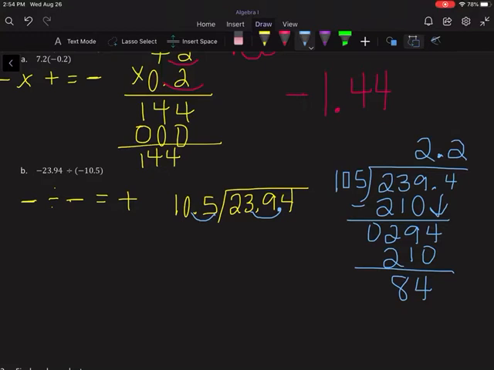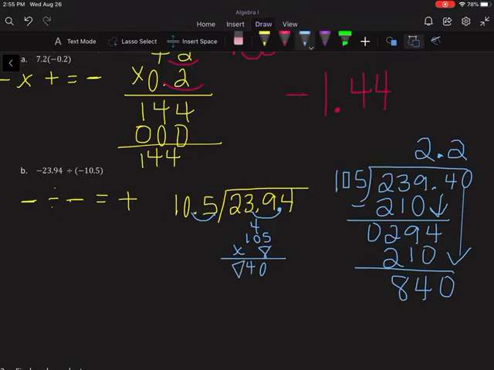Okay, and no, 105 does not go into 84, but we could add a 0 here. Bring it down. And how many times does 105 go into 840? I think it's probably 8 times, because if we have 105 times 8, 8 times 5 is 40, right? So that's kind of nice.